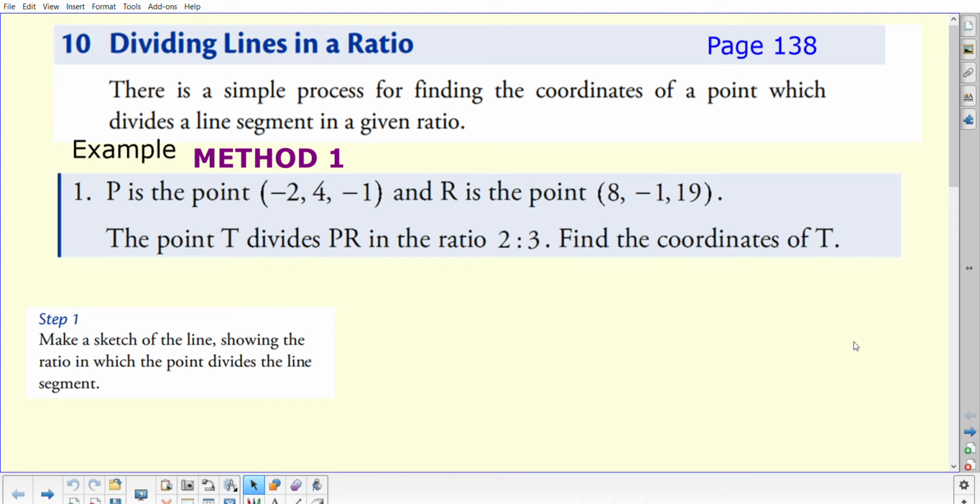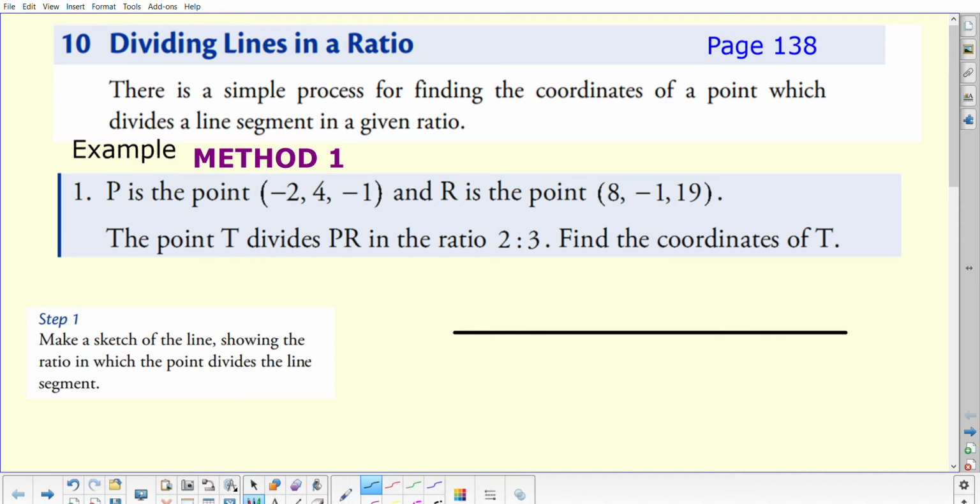So in the example here, you've got the coordinates of 2 points. It's points in 3 dimensions, and you're being told that the point T divides the line joining these 2 points P and R in the ratio of 2 to 3, and you are being asked to work out the coordinates of the point T. So you've got these instructions, or steps, set out. Step 1, make a sketch of the line showing the ratio in which the point divides the line segment.